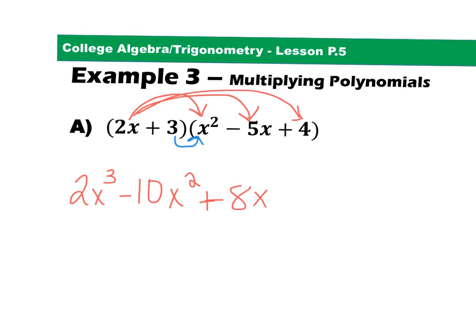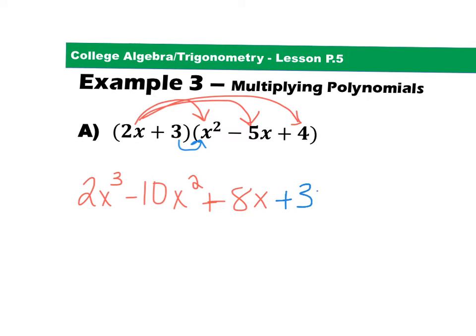What's 3 times x squared? 3x squared. Good. What's 3 times negative 5x? Negative 15x. Fantastic. And then 3 times 4? 12. And then do we just leave it all messy like this? What do we do? Perfect.